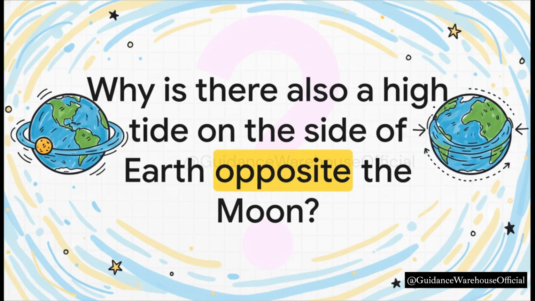But hold on, here's a classic puzzle. We get 2 high tides a day, not just 1. That means there has to be another bulge of water on the far side of the Earth. So how can that happen if the moon is pulling everything in the other direction?